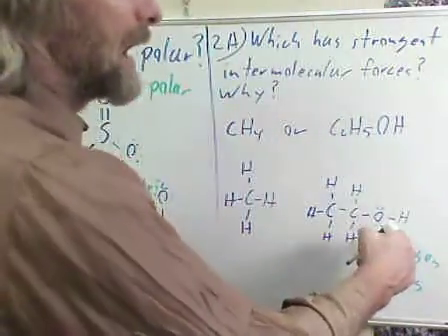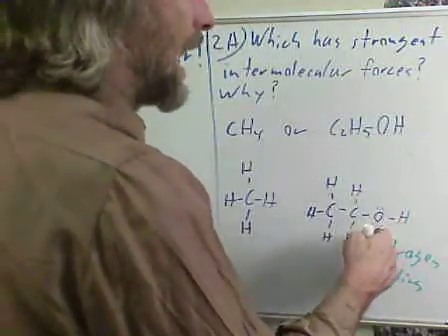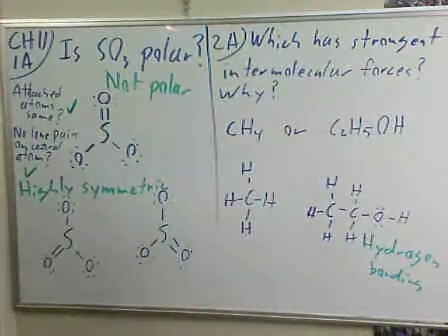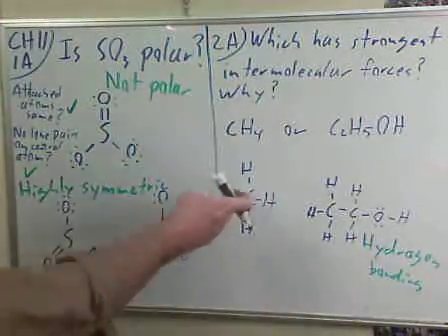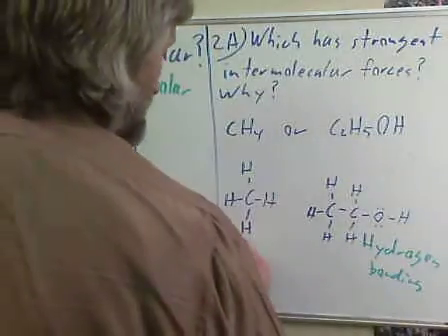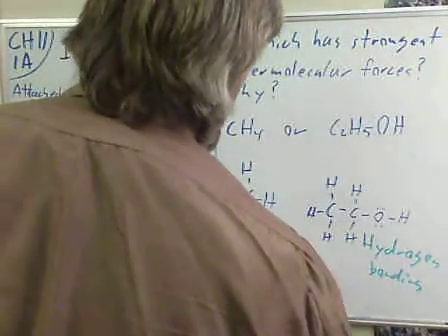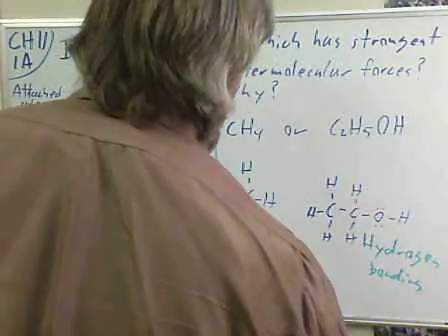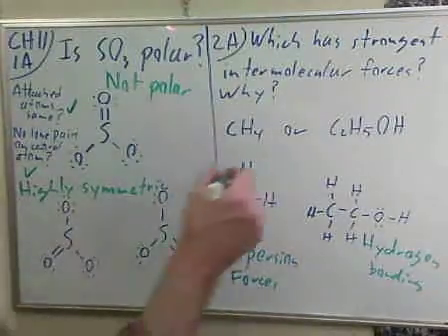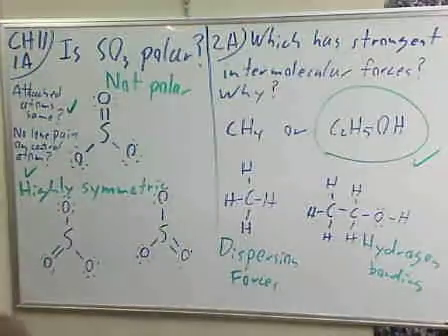In hydrogen bonding, this hydrogen will associate with a lone pair on another oxygen, and then other hydrogens from oxygens will associate directly with these lone pairs here. The methane, though, is a nonpolar compound. It's a hydrocarbon. Hydrocarbons are always nonpolar, so this is a nonpolar compound, meaning that we only have dispersion forces. So obviously hydrogen bonding is stronger than dispersion forces. So our methanol has the stronger intermolecular force because it has hydrogen bonding.